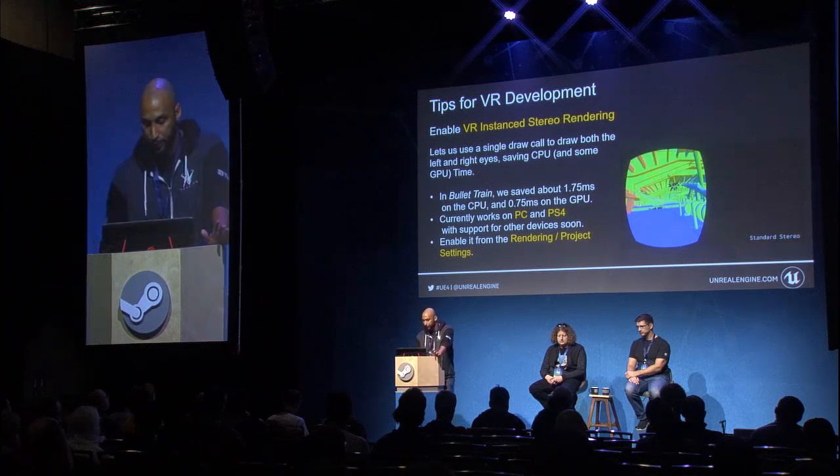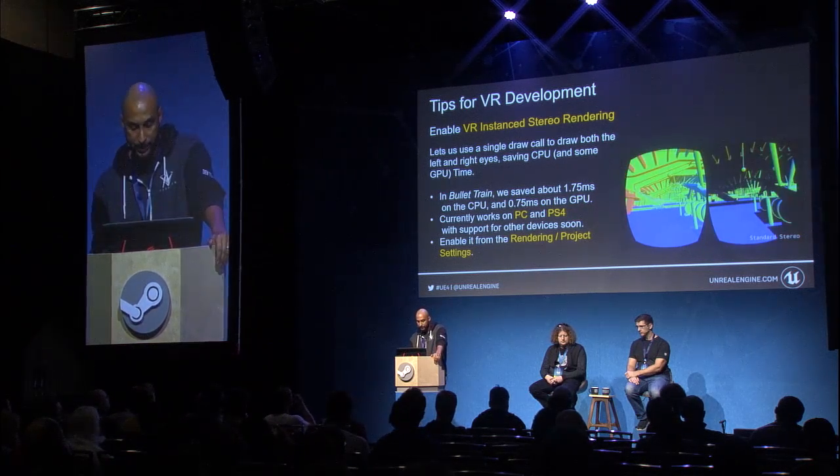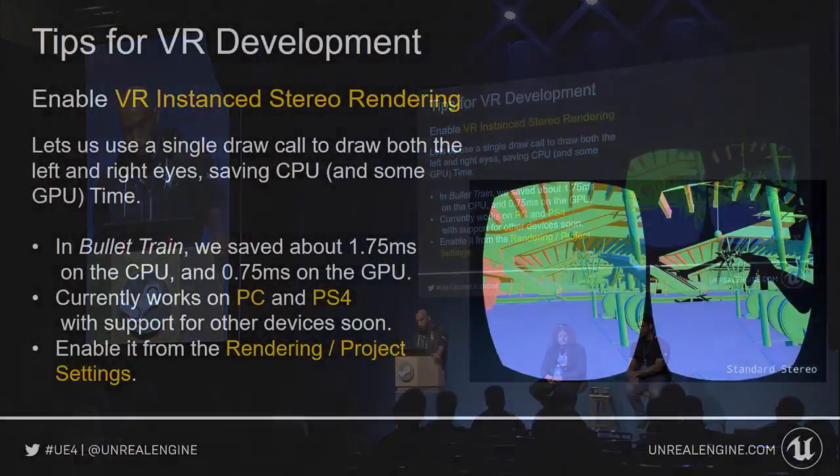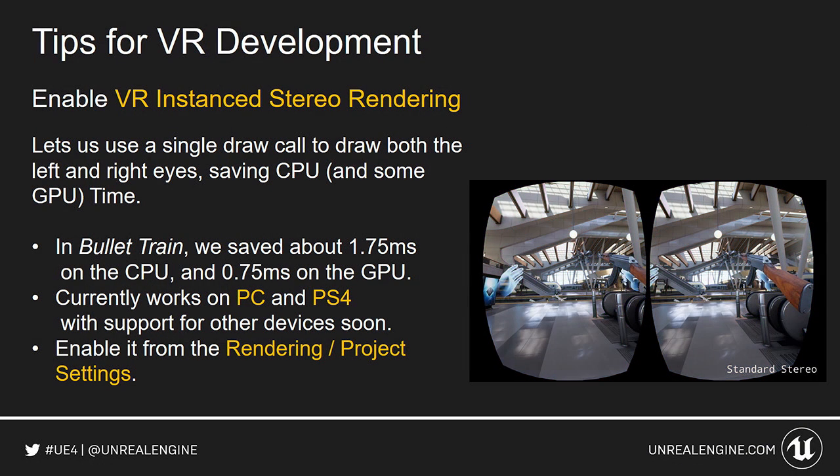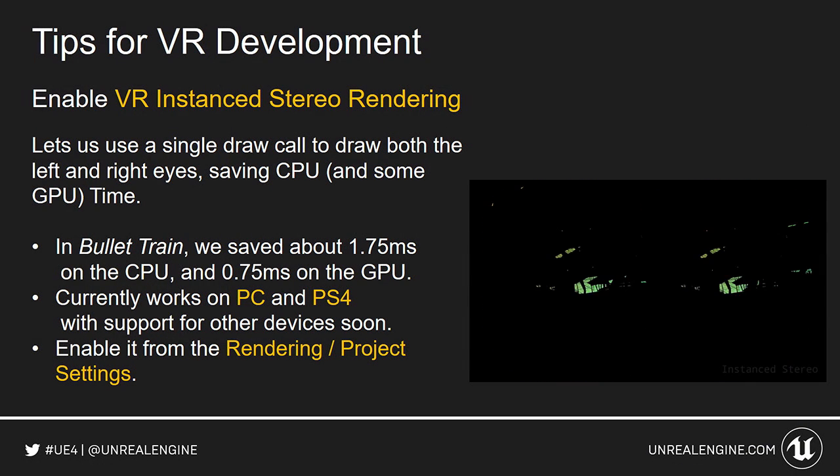If poor performance is affecting your frame rate, what can you do to improve your performance? There's a couple different things you could do. The first thing that you should do is enable VR instanced stereo rendering from your project settings. This optimization makes it more efficient for the engine to render stereoscopic images for VR headsets.